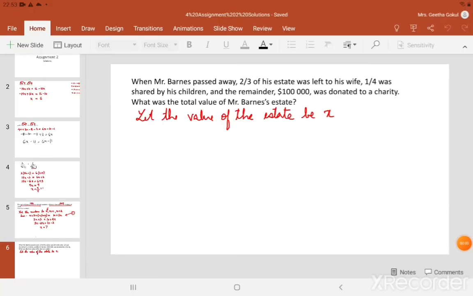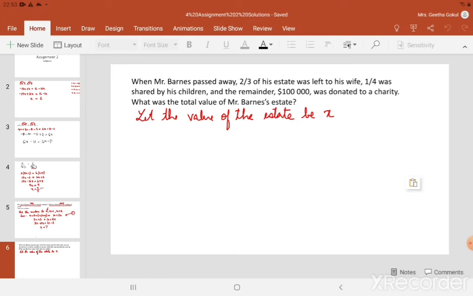This is the last question of this assignment number 2. It's a word problem again. Mr. Barnes had an estate, and when he passed away, he left 2/3 of his estate to his wife, 1/4 of it to his children, and the remainder was donated to charity. And the value of the remainder amount is given as equal to 100,000 or $1 lakh.